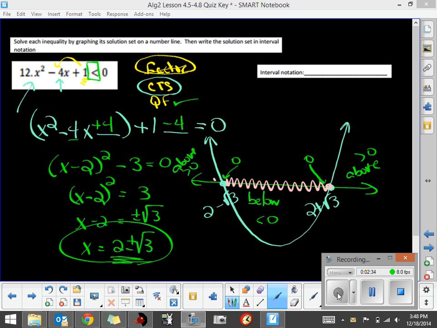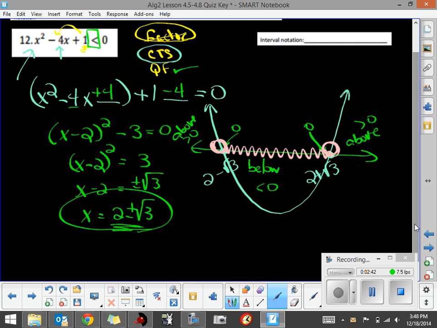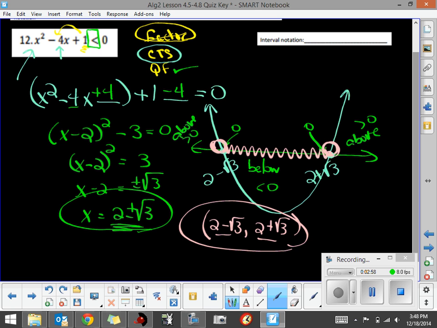And the only thing different about this graph is I must open up those circles because we do not get to include the anchor points, or our endpoints of 2 minus the square root of 3 and 2 plus the square root of 3. So in interval notation, because we don't get to include them, we use a parenthesis, 2 minus the square root of 3, comma, 2 plus the square root of 3. We're going to go all the way from this value up to that value, but not inclusive. Solution set. Here's your graph.